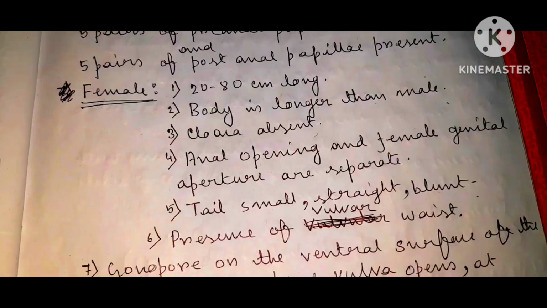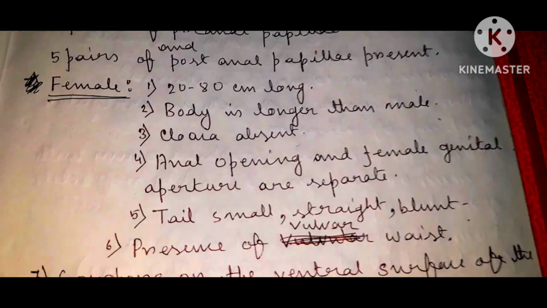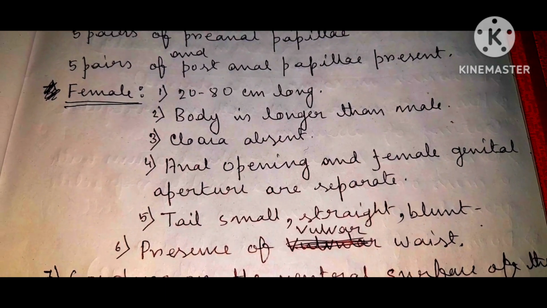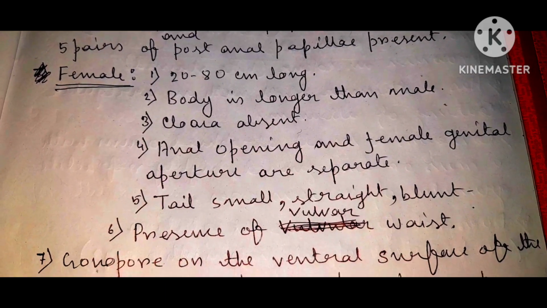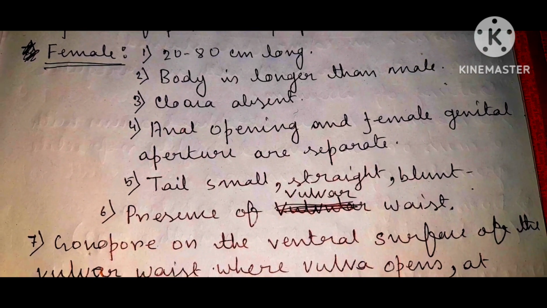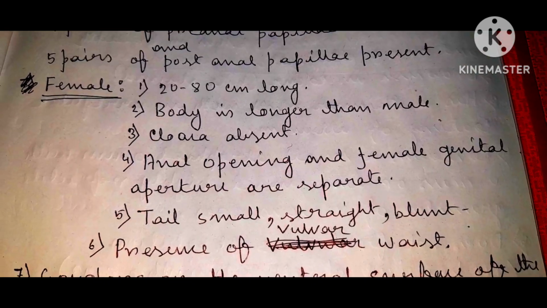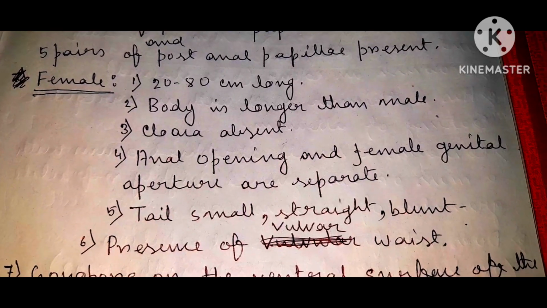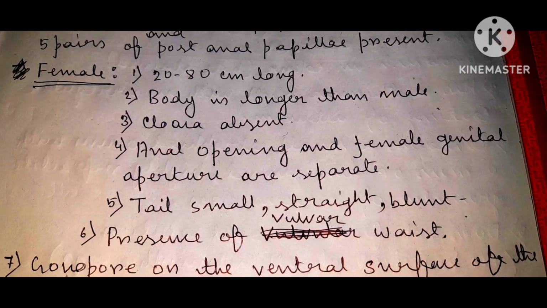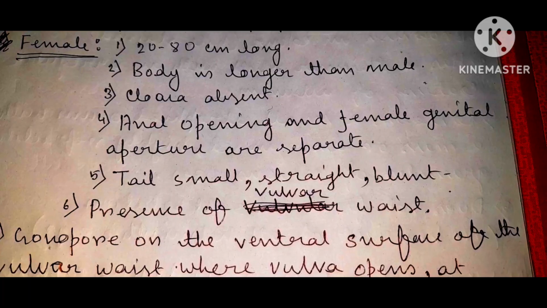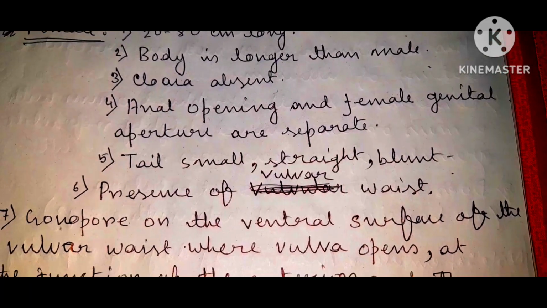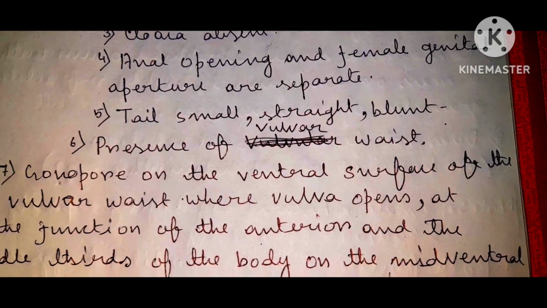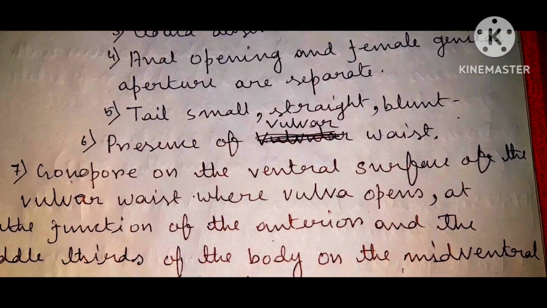Now come to identifying characters of female Ascaris. 20 to 80 centimeter long body. Body is longer than male. Cloaca absent, a negative character. Try to avoid this character while mentioning as identifying features. Anal opening and female genital aperture are separate. Tail small, straight, blunt. Presence of valvar waist.